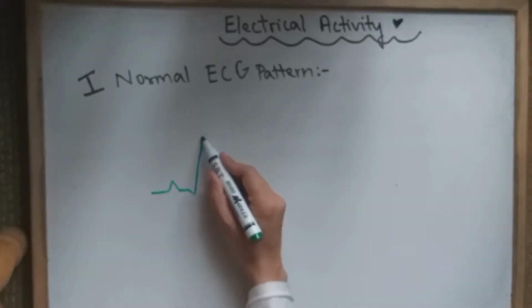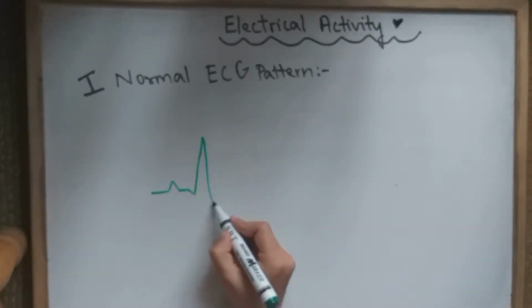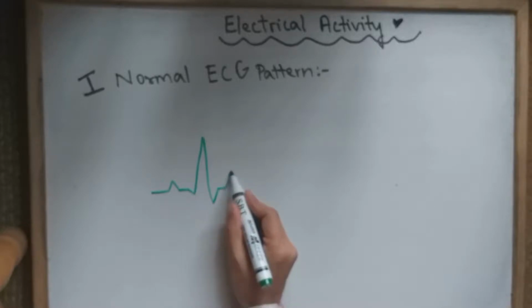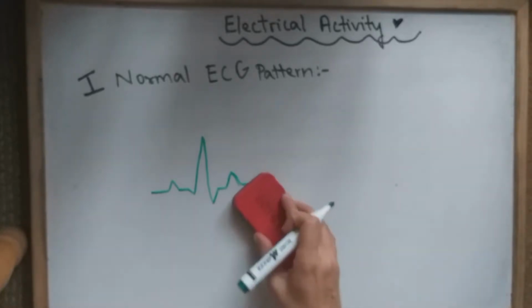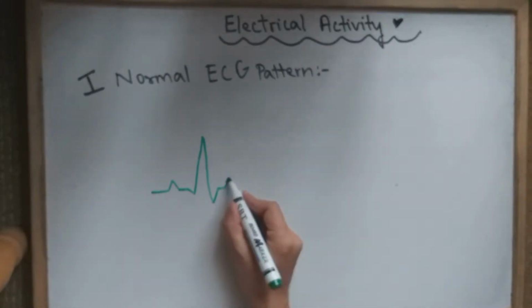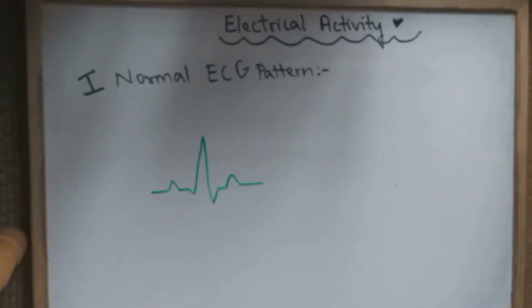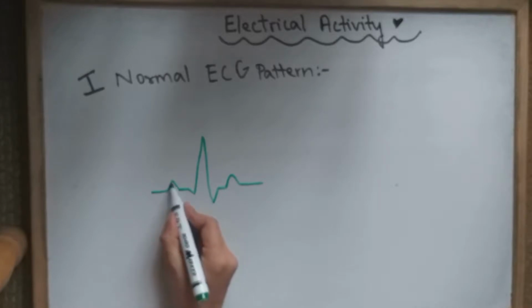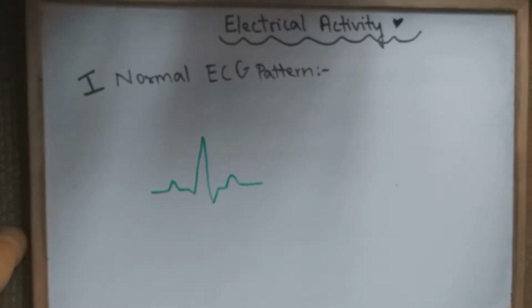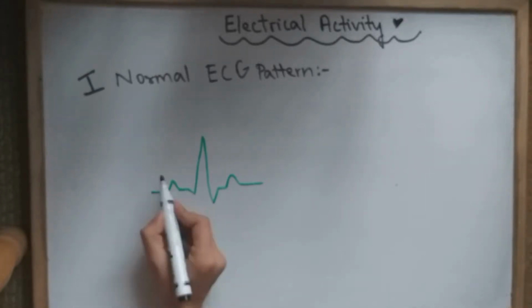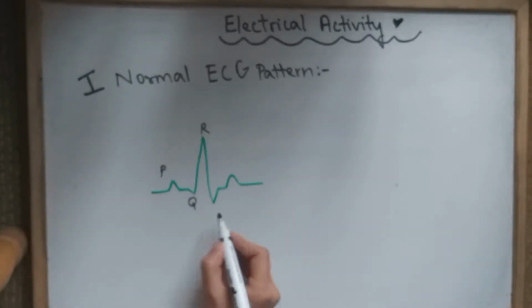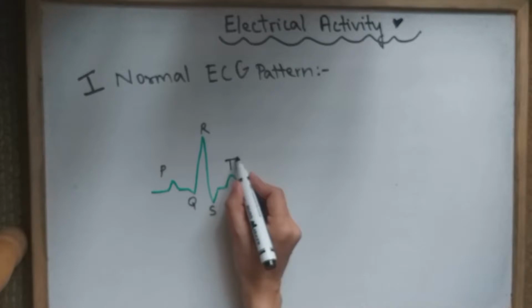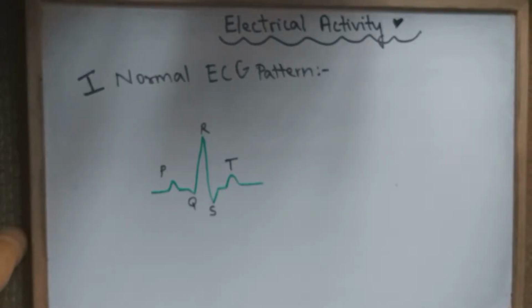So you have a small peak, and then you go down, then you have a very large peak. Then you go down again, and you have another small peak. Alright, and this stands for P, Q, R, S, and T. QRS is a complex on its own as well.